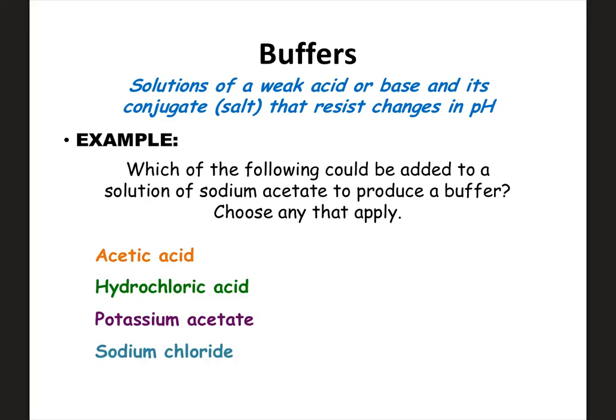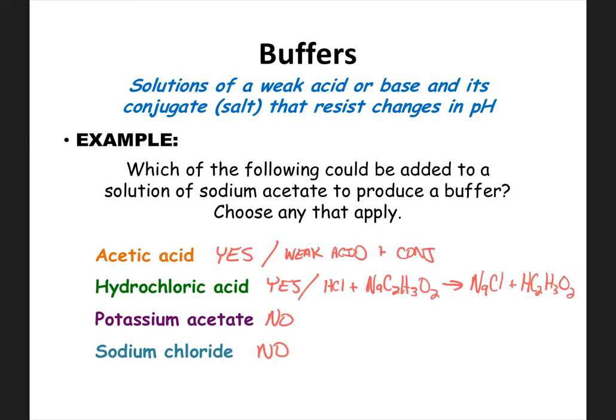I want you to look at this example here. It says, which of the following could be added to a solution of sodium acetate to produce a buffer? And you have to choose any here that work. So sodium acetate here is your solution. Which of these four substances could you add to sodium acetate and produce a buffer? There could be more than one. There doesn't have to be. But what I want you to do right now, pause the video, think about the reactions that would happen here, and if you get a buffer for any of these. So pause the video and try this right now.